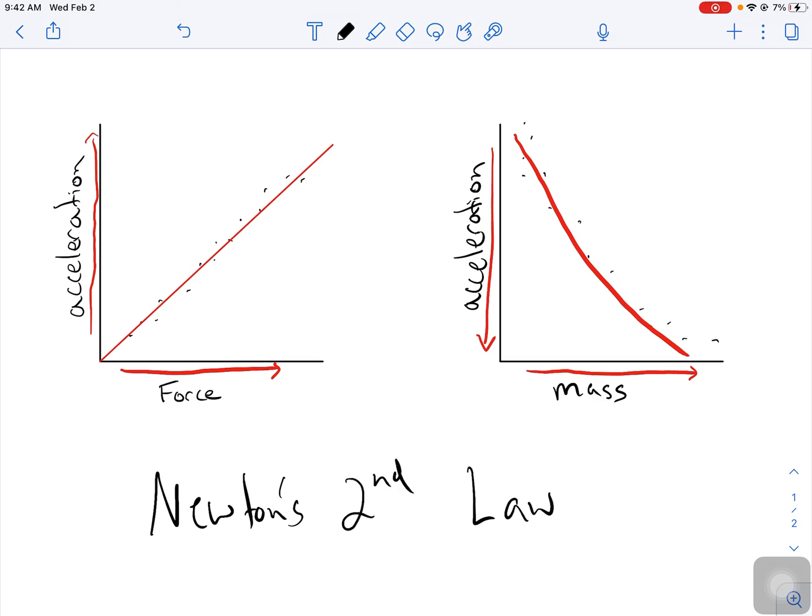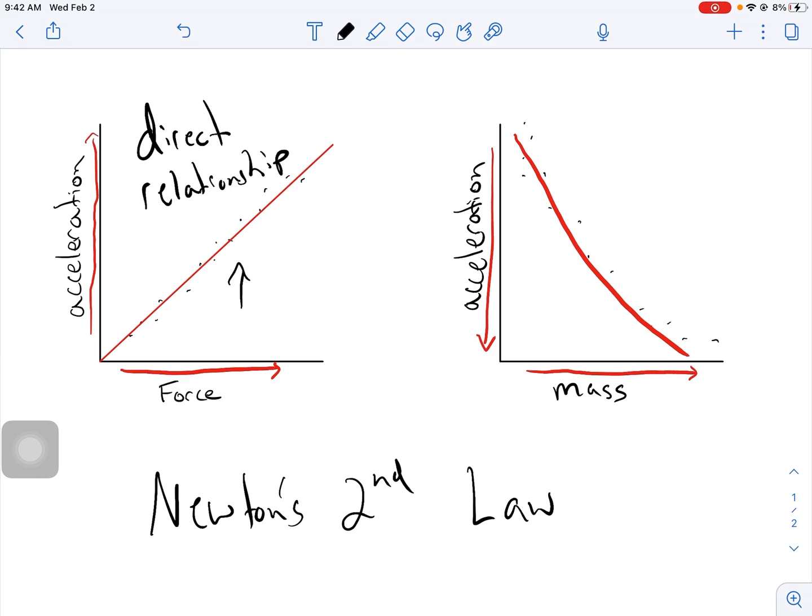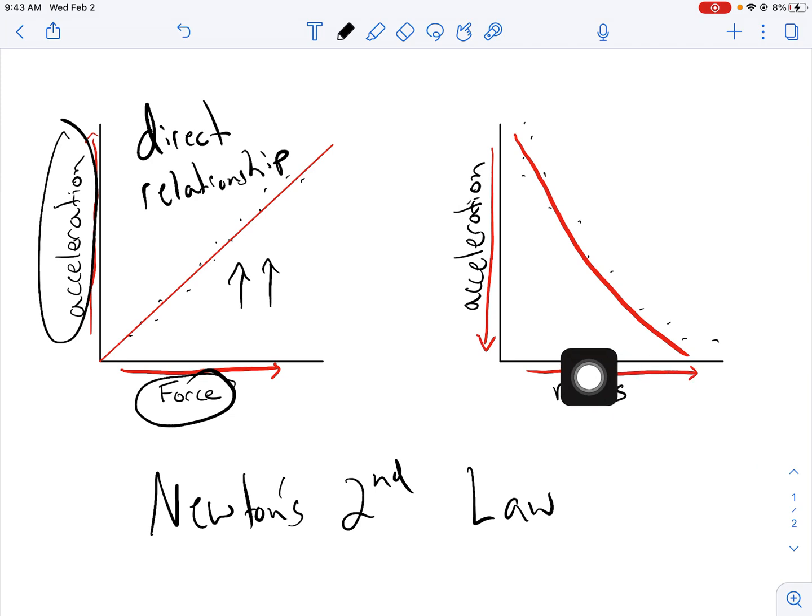Now, Newton's second law states that if force increases, acceleration also increases. Conversely, if force decreases, acceleration will decrease. That has a name. This is called a direct relationship. This is a mathematical relationship. If one variable increases, the other variable also increases. Now on this side, if one variable increases, the other variable decreases. That's called an inverse relationship.